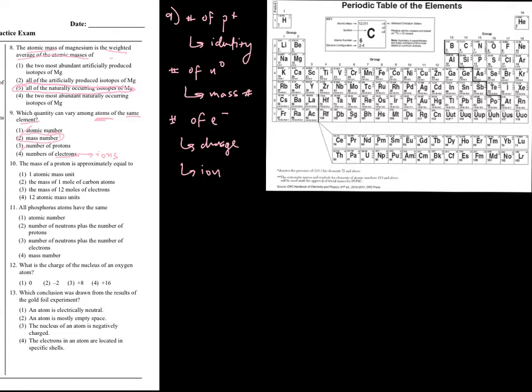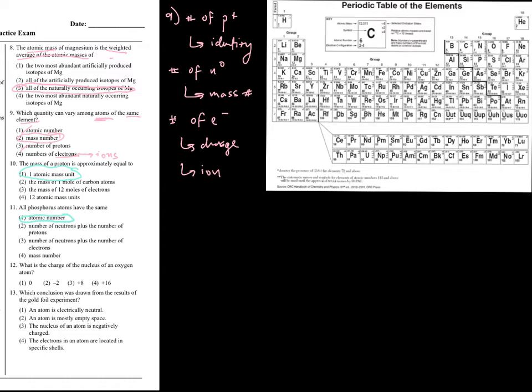Alright. Number 10, the mass of a proton is approximately equal to 1 atomic mass unit. That's something you just need to know. So the mass of a proton is the same as the mass of a neutron. Electrons are practically 0. Alright, number 11, all phosphorus atoms have the same atomic number. That pretty much identifies the element.